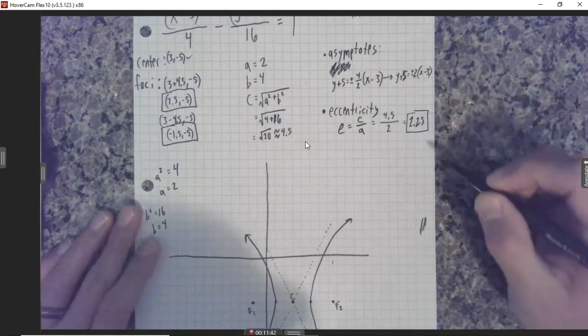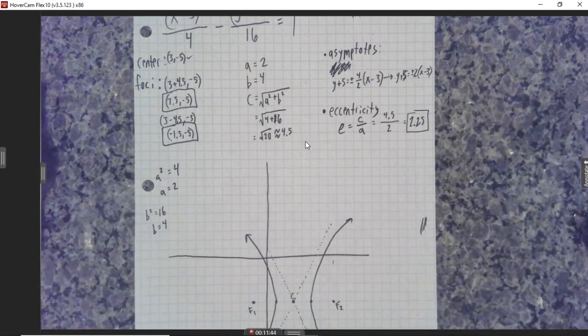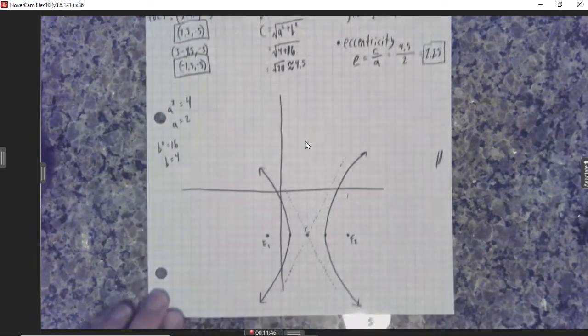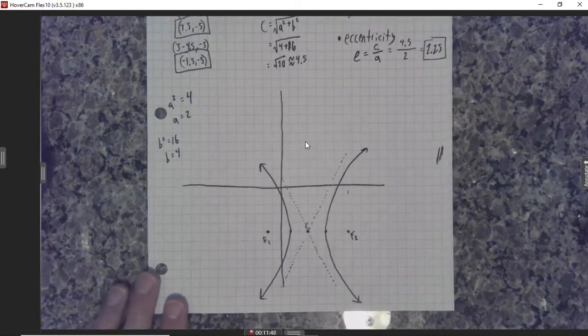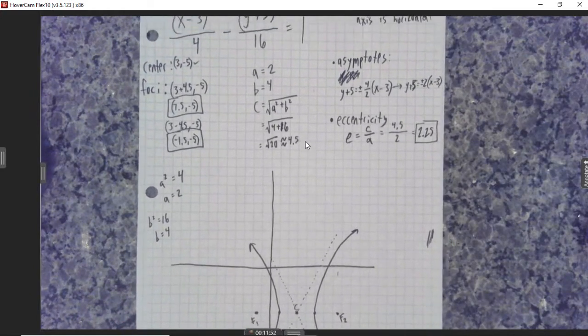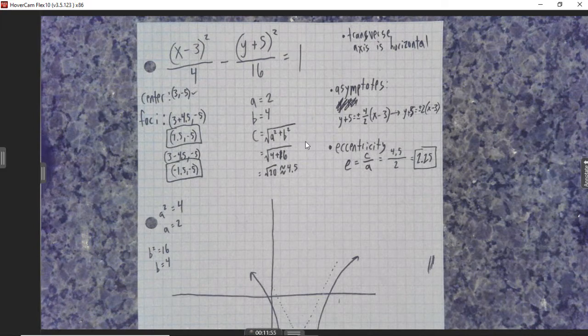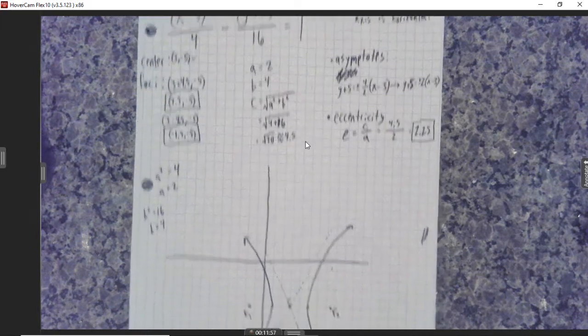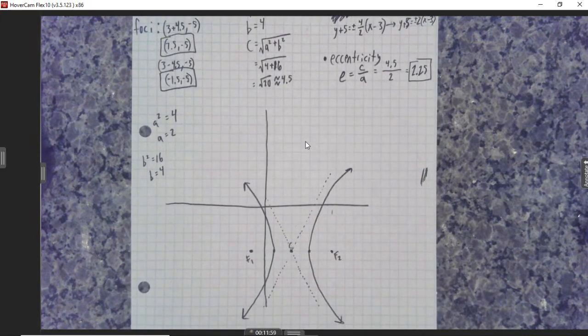All right, so that's the whole thing for a hyperbola. Just to show you if there's anything else you needed, here it is. I know it's a lot, but you've got plenty of resources. Make sure to use office hours if you need.